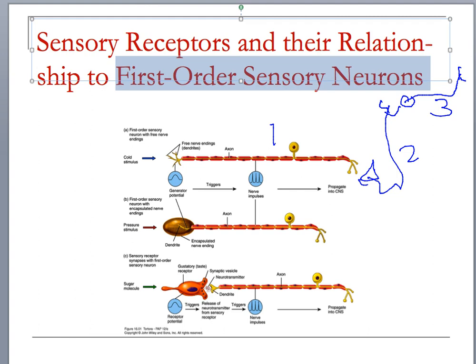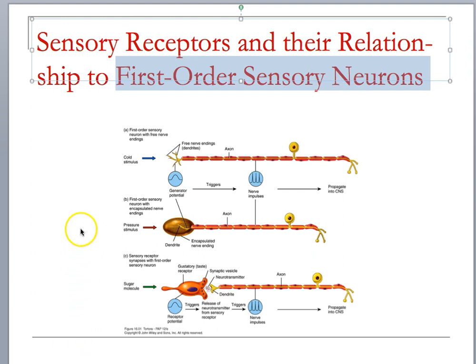Unless you're told otherwise, all somatic pathways actually have three ordered neurons. You need to make sure you're learning that as you learn each of the pathways. In this example, you have a cold stimulus traveling on a first-order neuron. We cause a generator potential, and it will propagate into the central nervous system. Likewise, with the first-order neuron that's encapsulated, here's the connective tissue surrounding that free nerve ending. It causes a generator potential and travels into the central nervous system.